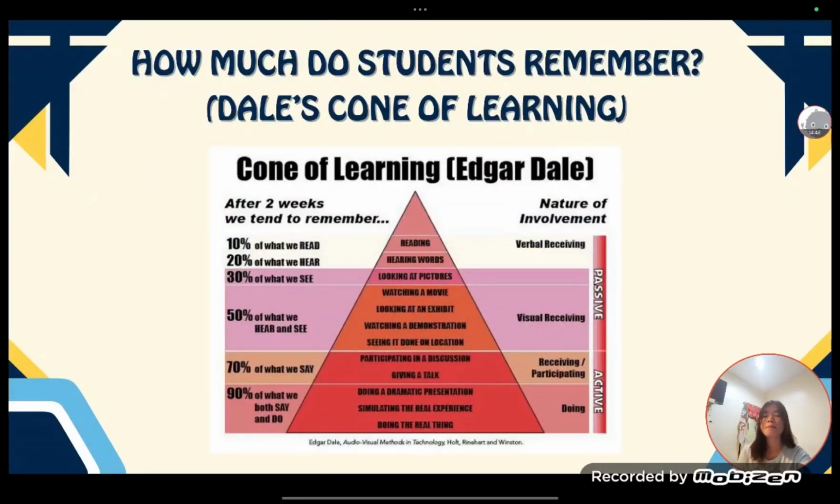So how much do students remember in Dale's cones of learning? As you can see here, these are what we tend to remember after 2 weeks. The 10%, 20%, 30%, 50%, 70%, 90%, these are the retention. So dito mo mababase kung kaano magtatagal yung learning na na-absorb natin o makukuha natin galing sa ating guro.